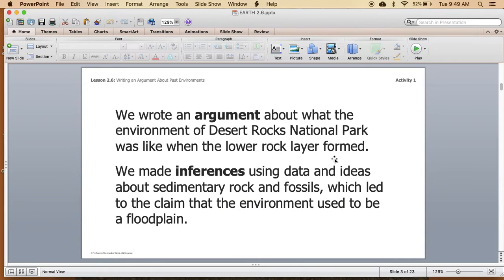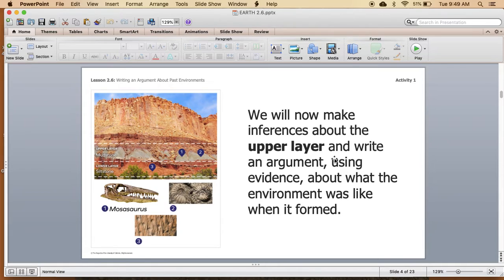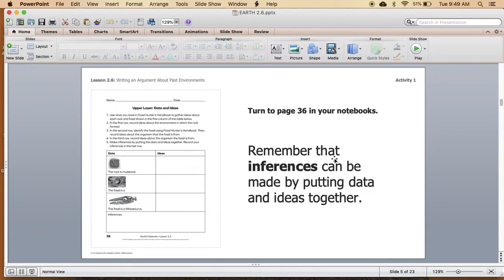We wrote an argument about what the environment of Desert Rocks National Park was like when the lower rock layer formed. We made inferences using data and ideas about sedimentary rock and fossils, which led to the claim that the environment in the lower layer used to be a floodplain. We will now make inferences about the upper layer and write an argument using evidence about what the environment was like when it formed. You guys will be referencing this article, which we did last week, about the mudstone and the two different fossils that were found there.